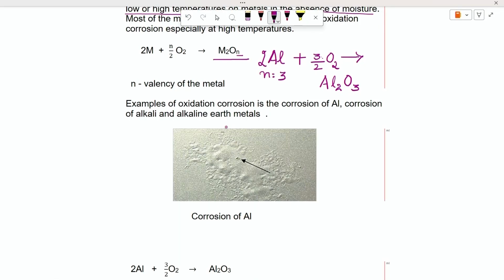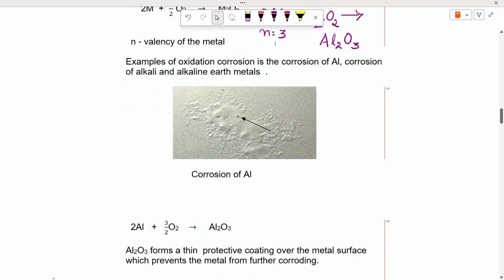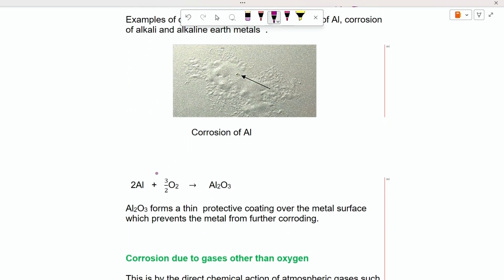Now, here is a picture of corroded aluminum. You can see the raised patches on an aluminum sheet. This is due to the formation of aluminum oxide, where aluminum combines with oxygen of the air and gets corroded as aluminum oxide. The chemical reaction is shown as 2Al plus 3/2 O2 gives Al2O3, and this is the corroded aluminum.